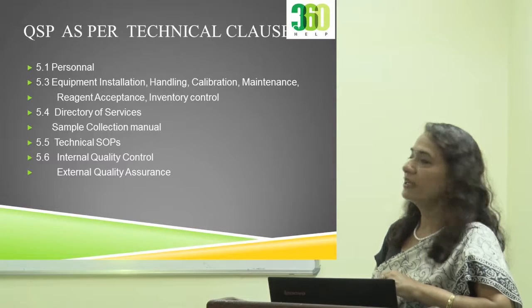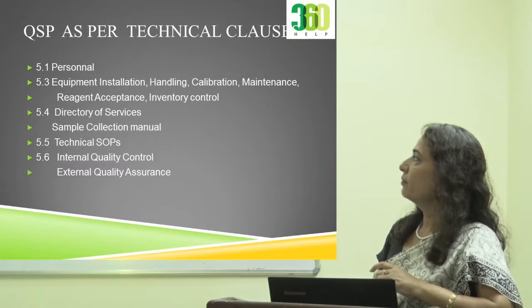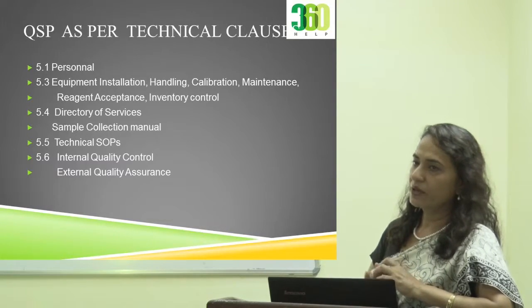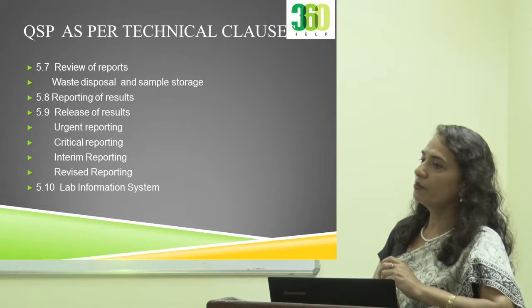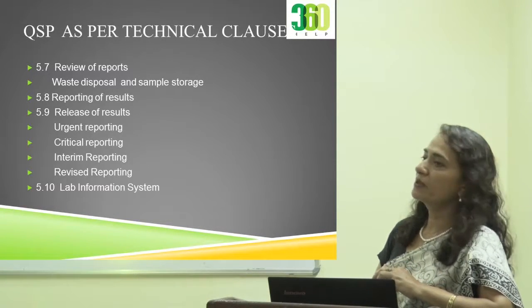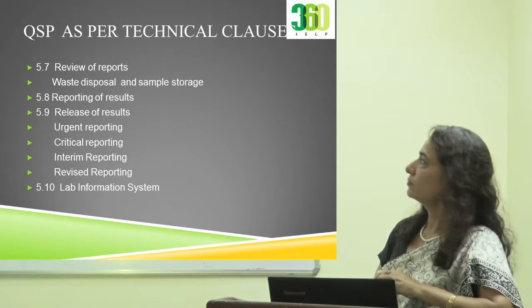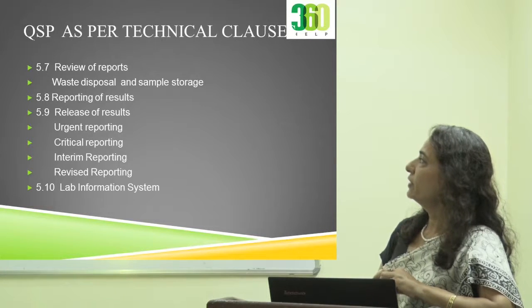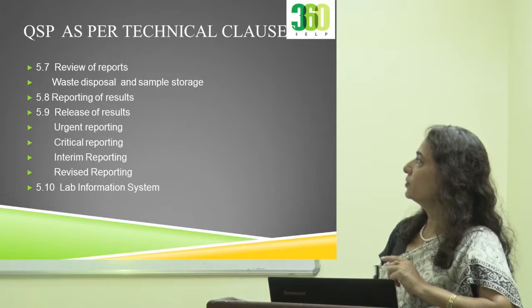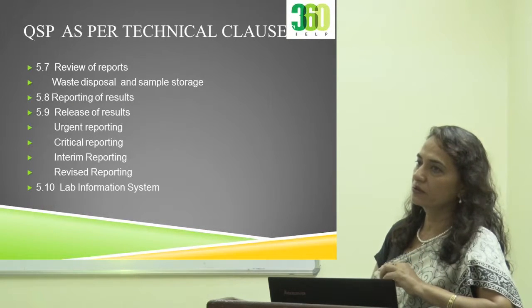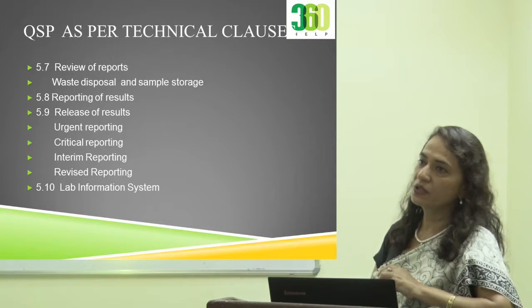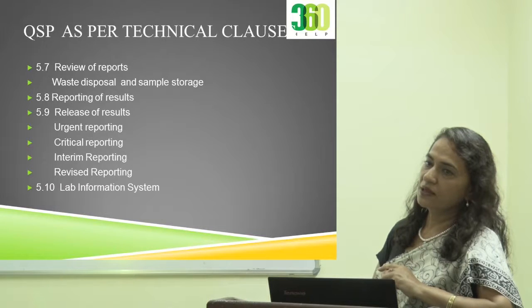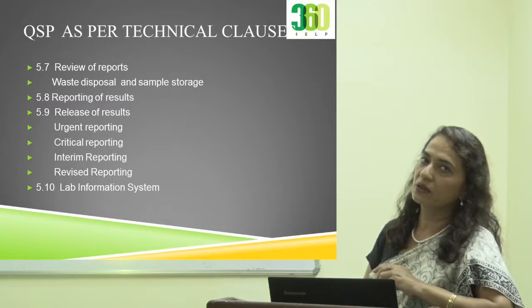Then 5.5 is primarily dealing with technical SOPs. 5.6, internal quality control, external quality assurance. On both you have to write an SOP. 5.7, review of reports and waste disposal and sample storage. 5.8, reporting of results. 5.9, release of result. Urgent reporting, critical reporting, interim reporting, revised reporting. And 5.10 is the lab information system. So these are the quality system procedures you will be writing for the technical clauses.